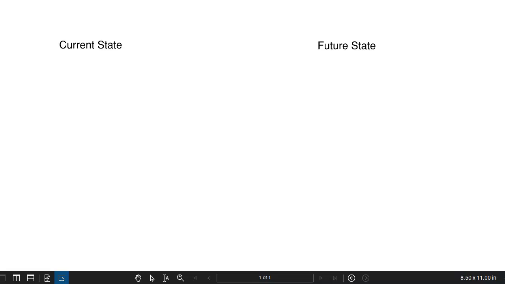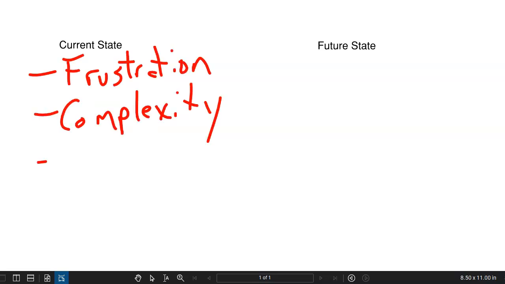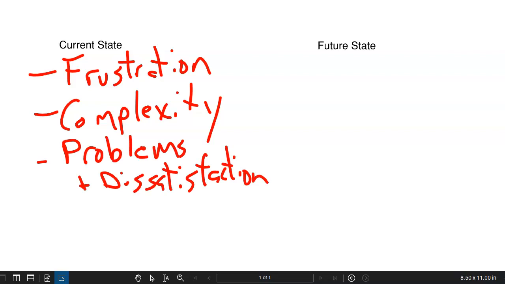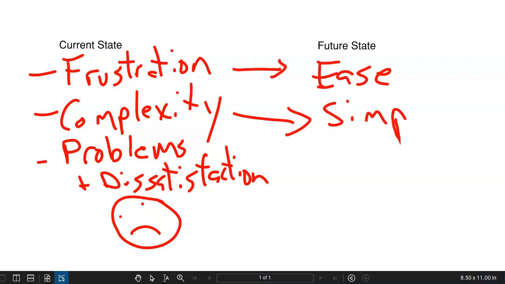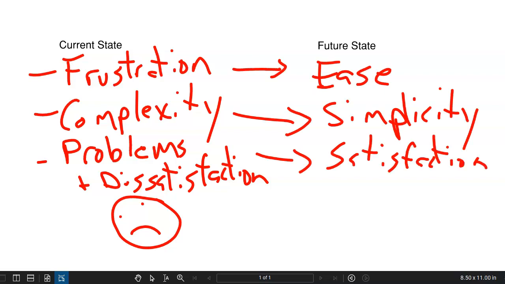When we're doing a benefits versus burdens transition management approach, in current state, there's typically frustration, complexity, problems, and dissatisfaction. Folks are frustrated. Your goal is to explain how in future state, the solution set that we'll come up with will be easier, simpler, and we'll have more satisfied customers. Here are a couple of problems though.